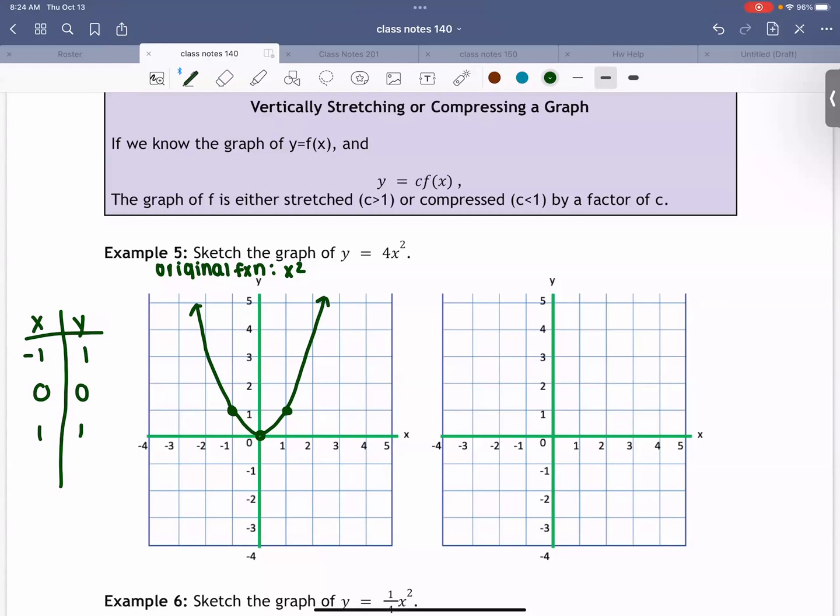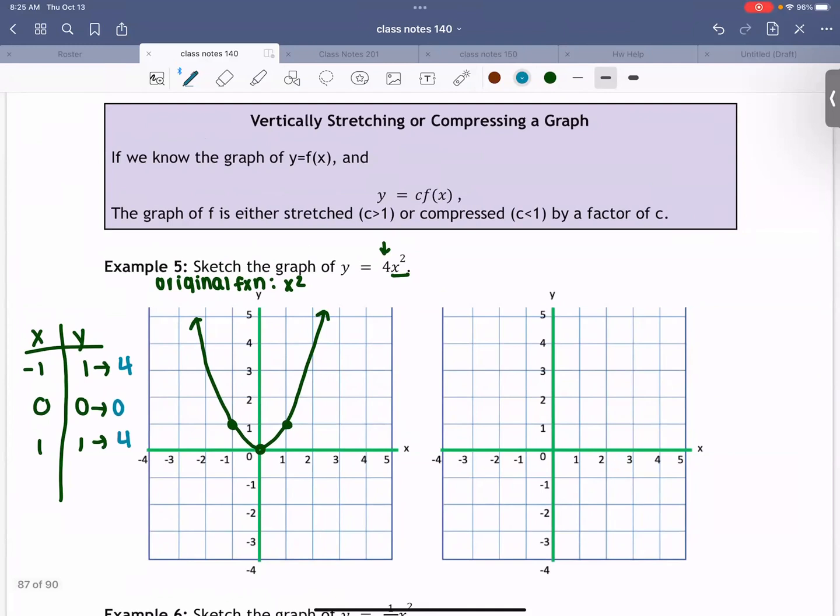Now, what this function is doing is taking my original values and multiplying them by 4. So let's see what we can do here. I'm just taking my y values and multiplying them by 4. So what do you think that 1 at negative 1 is going to turn into after I multiply it by 4? 4, right? So after stretching the graph, this is going to turn to 4. After stretching the graph by 4, what do you think 0 is going to turn to? 0, good. And then 1 is also going to turn into 4.